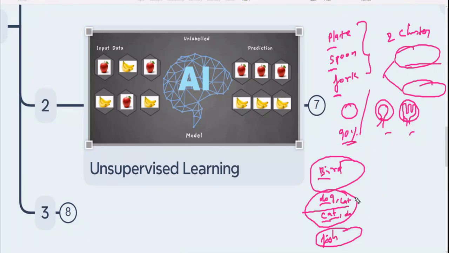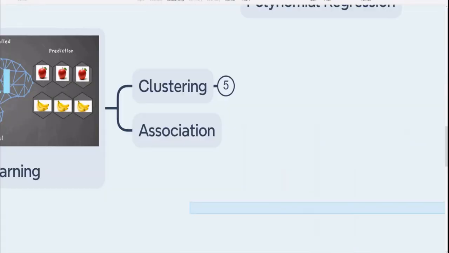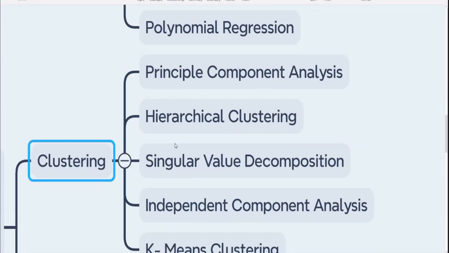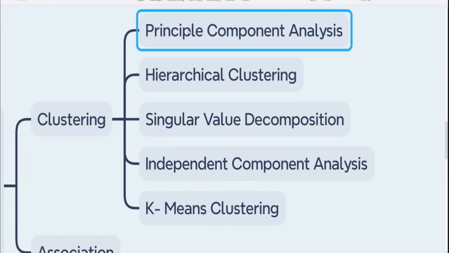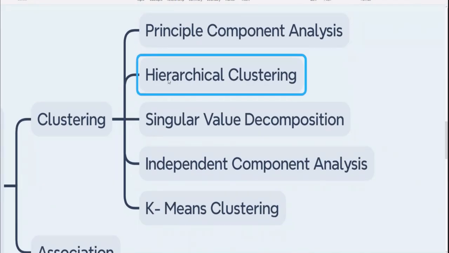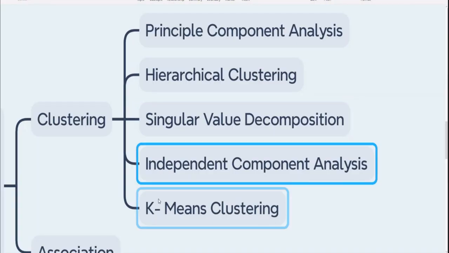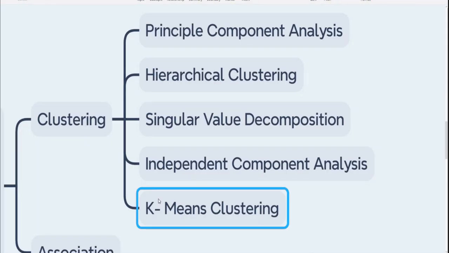These types of prediction we call unsupervised learning. In unsupervised learning, we have clustering and association methods. For clustering, we will use algorithms like principal component analysis, hierarchical clustering, singular value decomposition, independent component analysis, and then k-means clustering.